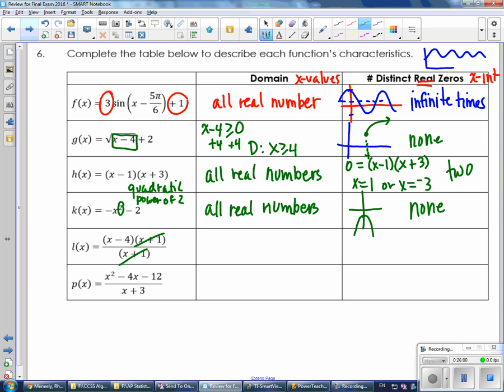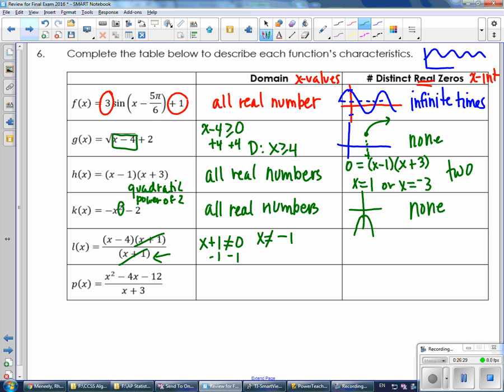So x minus 4 times the quantity x plus 1 divided by x plus 1. Since these two values cancel, I know that this value down here cannot equal 0. If I've got a fraction, I know my denominator cannot equal 0. So what I'd want to do is I just want to say x plus 1 cannot equal 0. And then I can solve for x. If I subtract 1 from both sides, I get that x cannot equal negative 1.